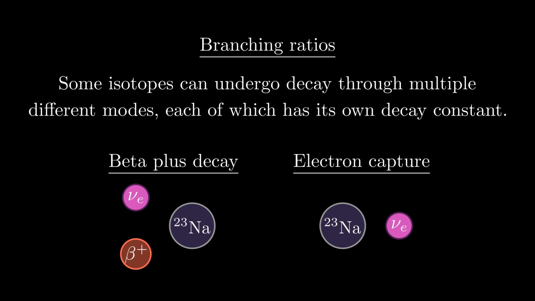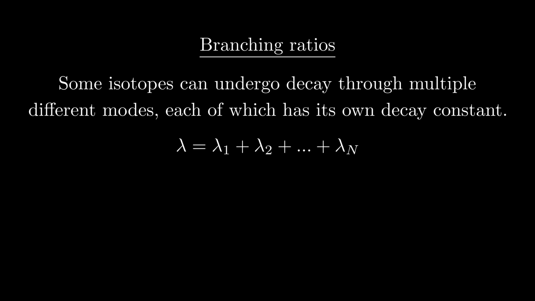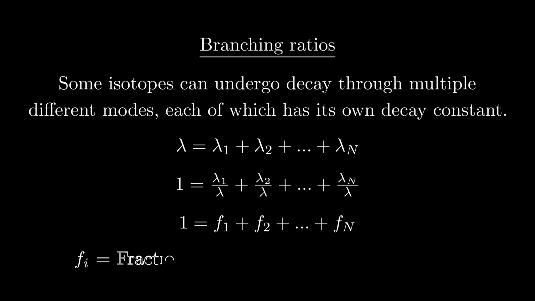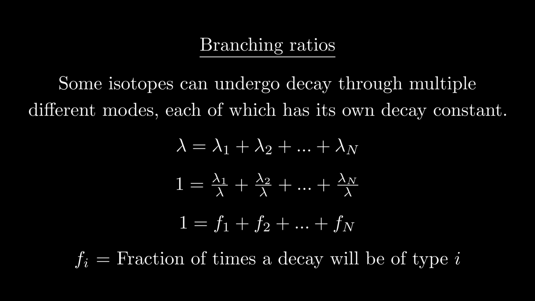The overall decay constant can be calculated as the sum of the individual decay constants which correspond to each unique decay mode. If we divide both sides of this equation by the overall decay constant, we get the following expression. Each of these terms on the right-hand side is the branching ratio for a different mode of decay, which we represent with the letter F. A branching ratio is just the probability that a decay will be of a specific type, and as we can see, the branching ratios have to sum to 1.